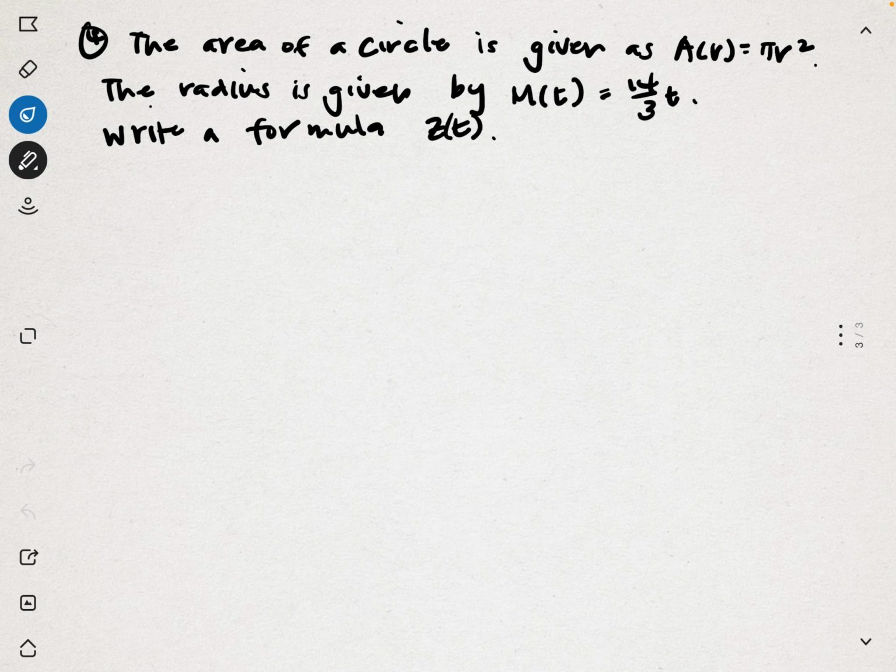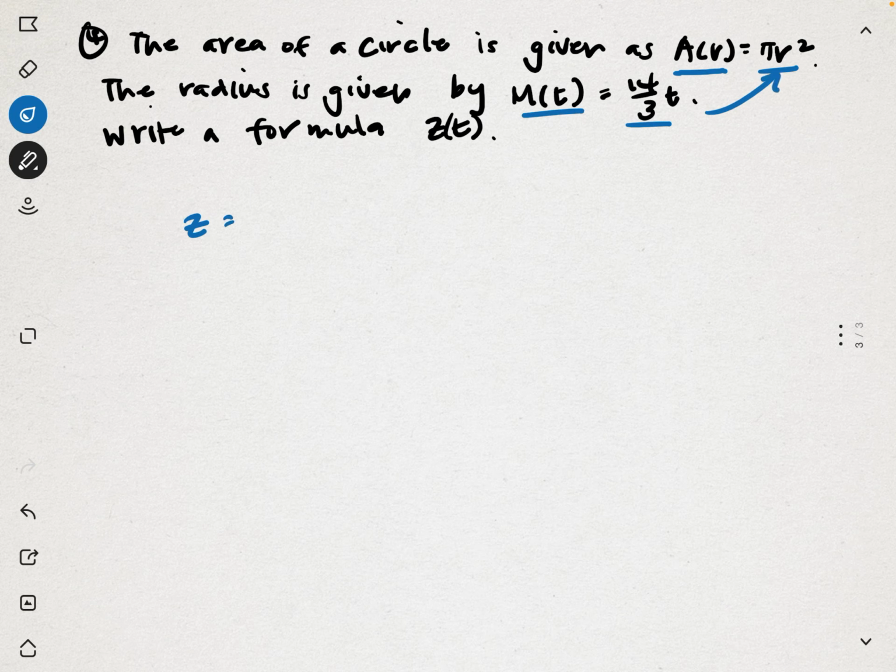Okay, and the last one is just applying it to a real life situation. They're saying that the area of a circle, A of r, is equal to pi r squared. And they give us a function for the radius: the function m of t is equal to 14 over 3 t. It's saying write a formula z of t, combining the two. So what we're going to do is plug this, because it's the radius, into the radius here.